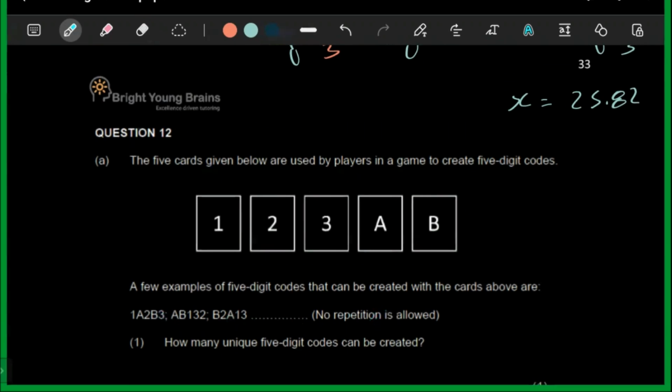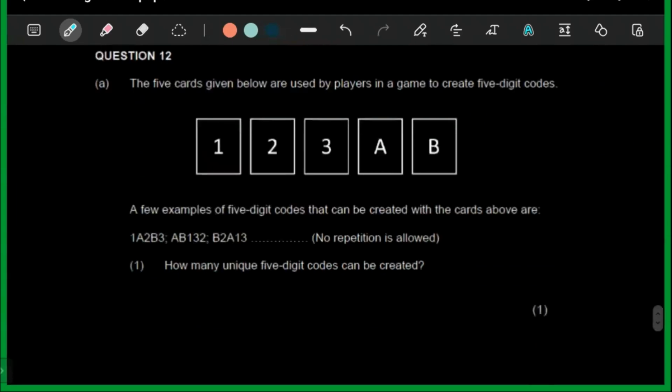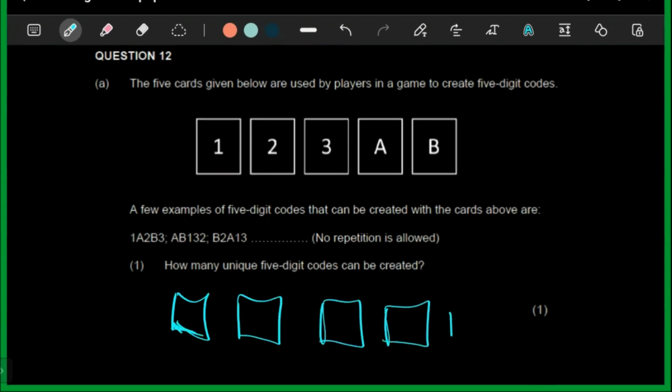There is no repetition allowed because obviously once you use a card, it's gone. Then it says how many unique 5-digit codes can be created. So this is a straightforward question because there are 5 slots, right? Slot number 1, slot number 2, slot number 3, and 4.